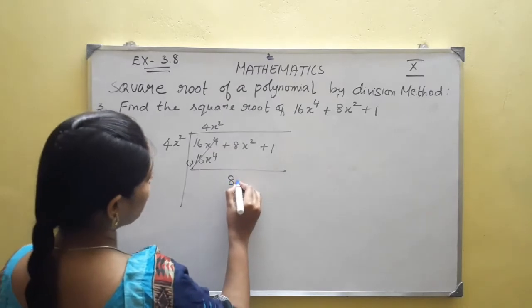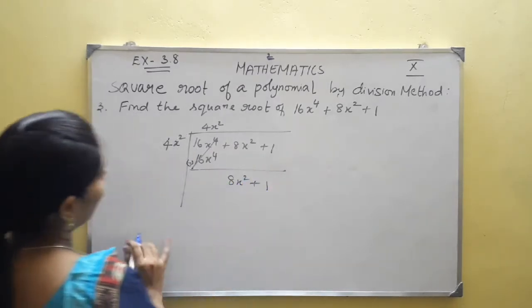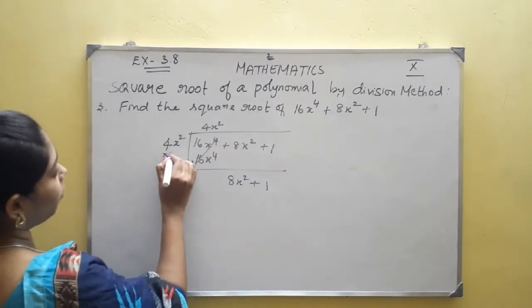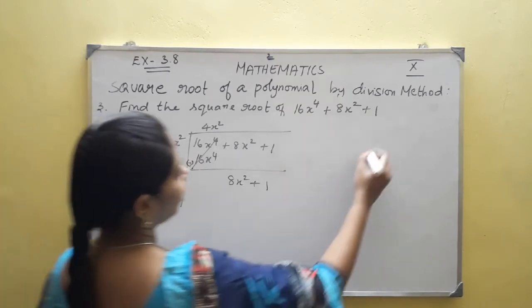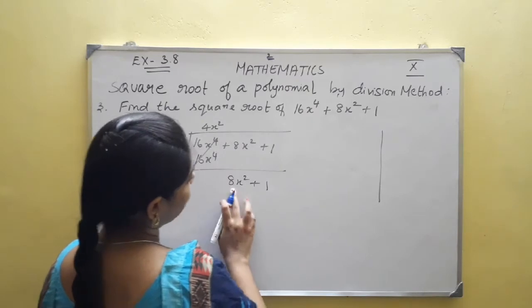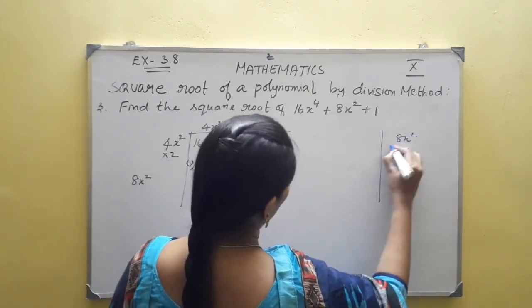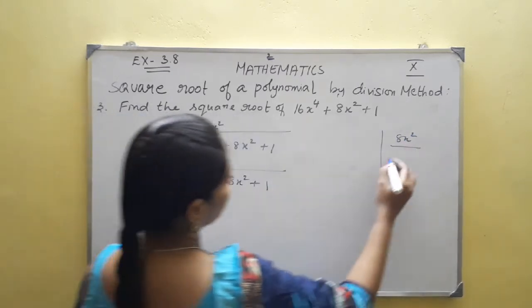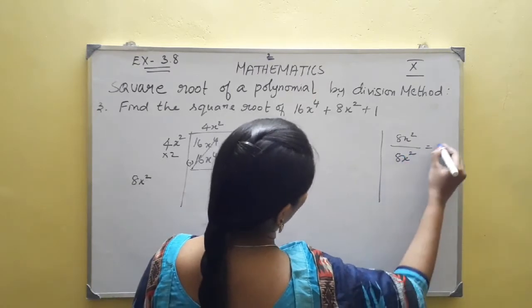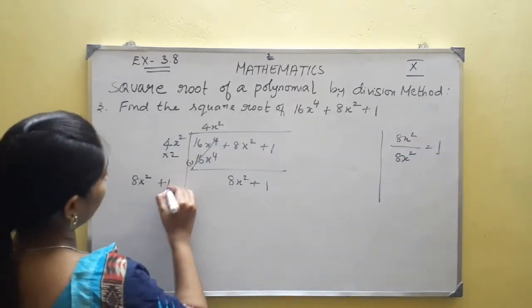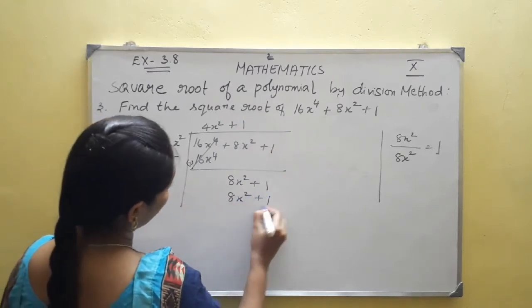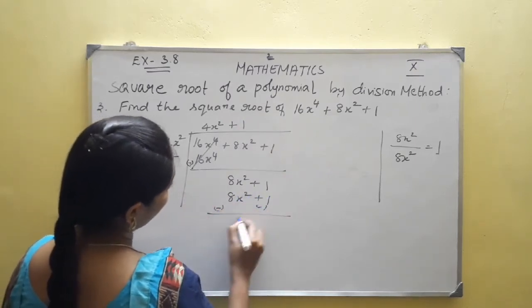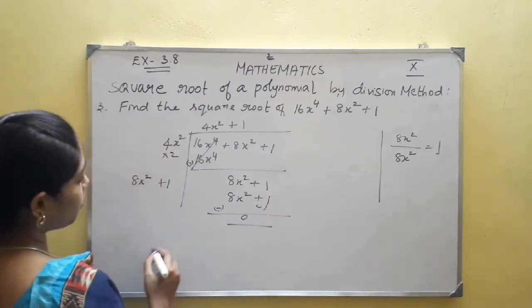Bring two terms to the next step. Okay, I need two terms over here. Multiply this by 2 and write 8x square. What's supposed to come here? In the rough column, take the first term 8x square. Divide this by what term over here? 8x square gives you 1. So plus 1, plus 1. If you multiply it, you will get this. If you change this sign, you will get remainder to be 0.